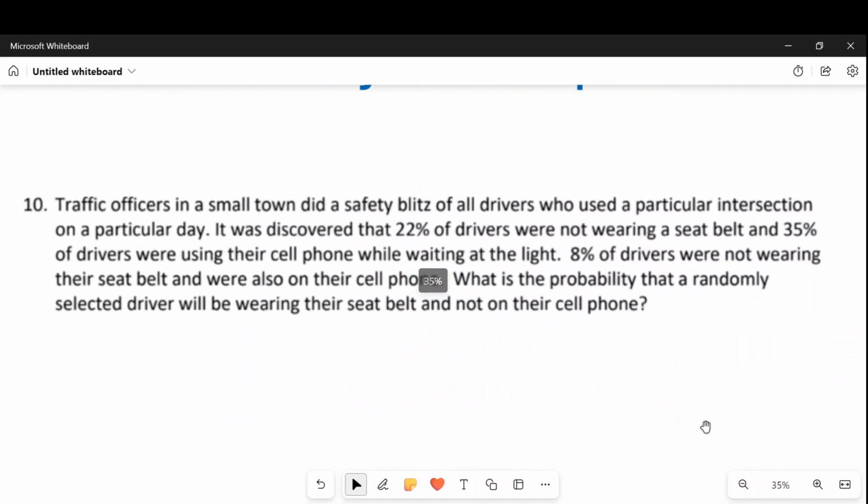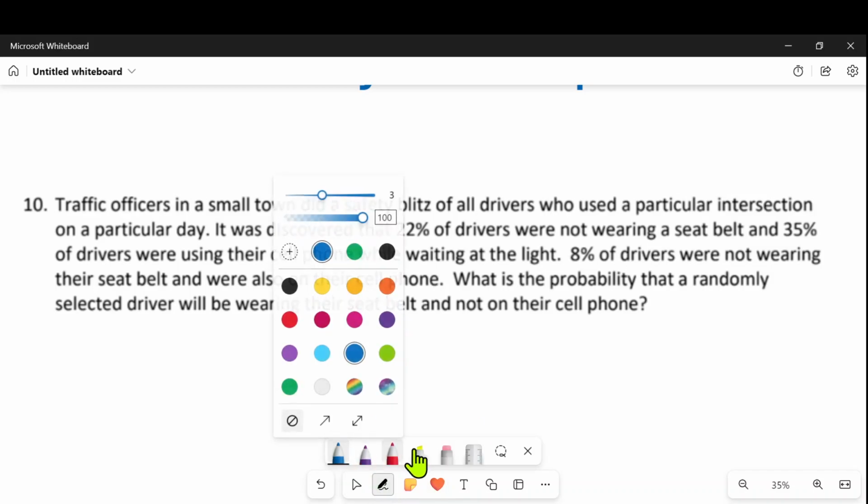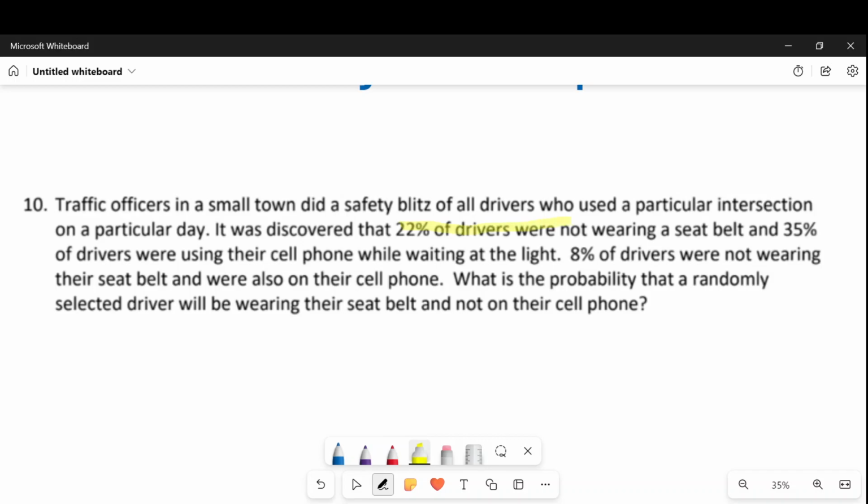Traffic officers in a small town did a safety blitz of all drivers who used a particular intersection on a particular day. I don't need to read that one again because there's no math there. It was discovered that, okay, here comes the math. It was discovered that 22% of drivers are not wearing a seatbelt, and 35% of drivers are on their cell phone, and then 8% of drivers were not wearing their seatbelt and also on their cell phone. Oh, that's awful. Don't do that. What is the probability that a randomly selected driver will be wearing their seatbelt and not on their cell phone?